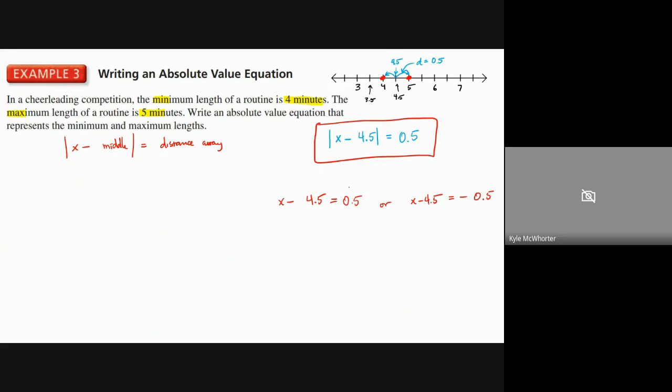And to solve both of these equations, we need to do the same inverse operation. x minus 4.5, the opposite of minus 4.5 is plus. So we're going to add 4.5 to each side of each equation.